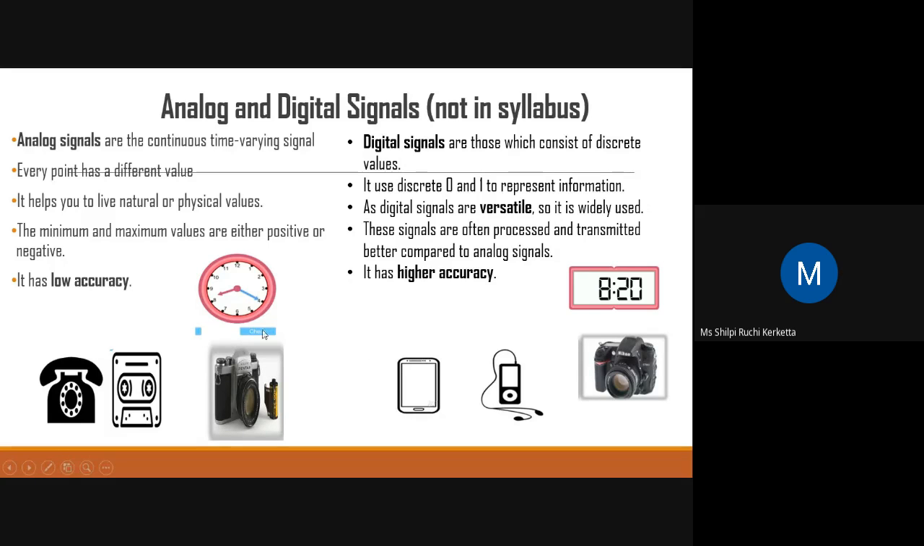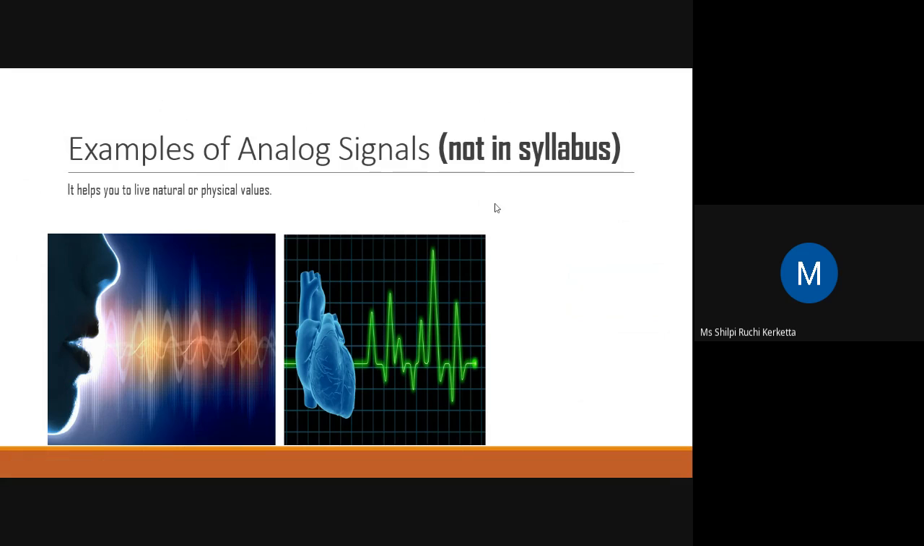So an analog signal has very low accuracy, and a digital signal has very high accuracy, because the size of the files is very small, as we are only using 0 and 1 for a digital signal. Some examples of analog signals are the voice we speak, and the heartbeat.